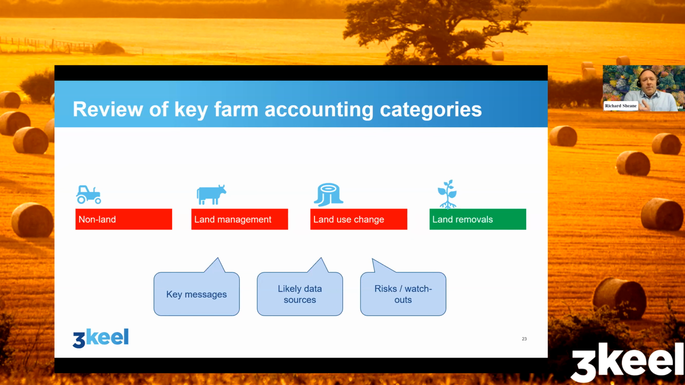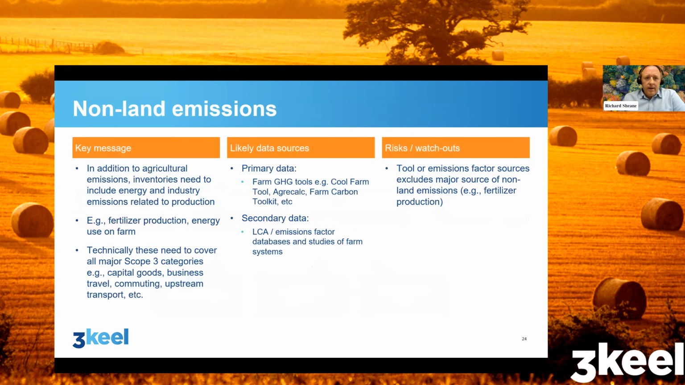So the next section, which is I think the final bit of the webinar, looks through each one of these categories of emissions and removals to look at the key messages, the likely data sources, and the risks or watch-outs as we see them if you are trying to do a land sector guidance aligned inventory. So non-land emissions: this is the energy use on the farm and the production of fertilizers.